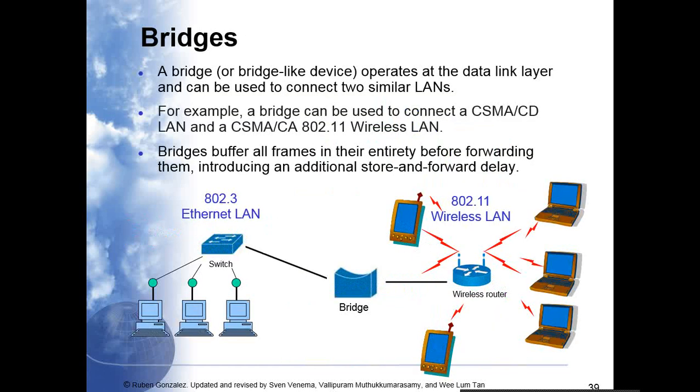Bridges. A bridge or a bridge-like device operates at the data link layer and can be used to connect two similar local area networks. A bridge could be used to connect a CSMA-CD local area network and a CSMA-CA wireless local area network. The problem with a bridge is that they buffer all the frames before they forward them. That means they introduce a delay, and also this bridge can overflow or overload, right? So if you have a lot of communication and the bridge is not fast enough, because it has to buffer everything before it translates it, it will run out of memory at some point, right? So that's not a good outcome.